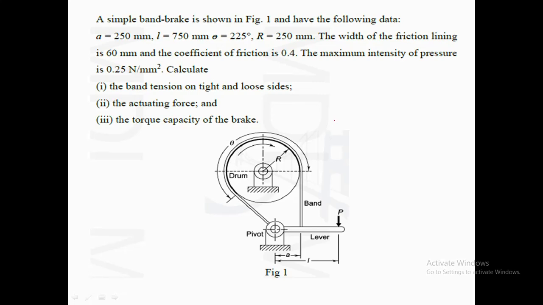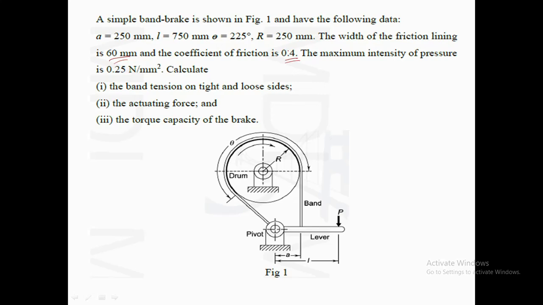Okay, now we can look into it. A simple question, so please look at it. A simple band brake is shown in figure 1 and has the following data. A is equal to 250 mm, L is equal to 750, theta 225, R 250 mm. The width of the friction lining is 60 mm. The coefficient of friction is 0.4. The maximum intensity of pressure is 0.25 Newton per mm square.